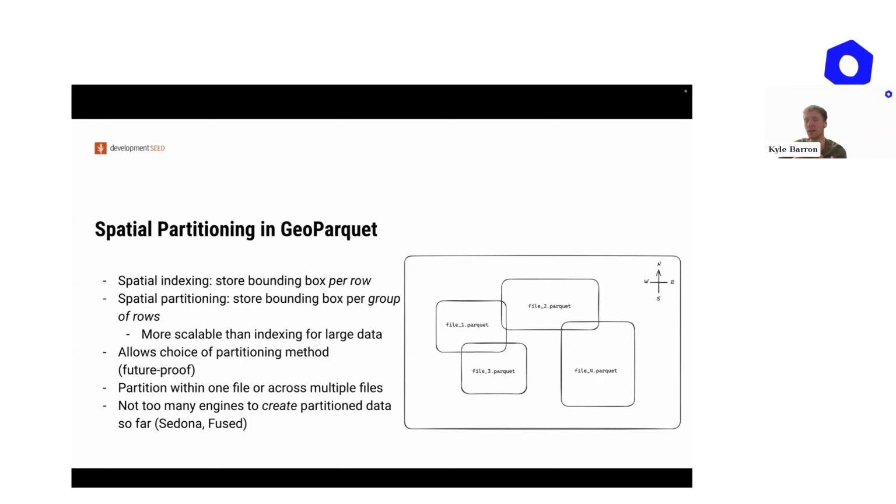You can use either single file or multi-file partitioning with GeoParquet. And so here in this image on the right, this says file 1.parquet, file 2.parquet, file 3.parquet, and so on. But those boxes could also represent different groups within a single file. And so there isn't too much difference whether it's multiple groups within a single file or each group of rows is stored in a separate file.